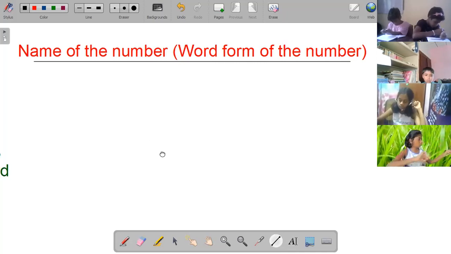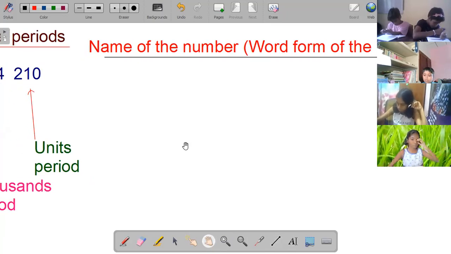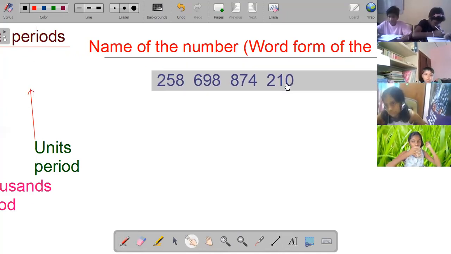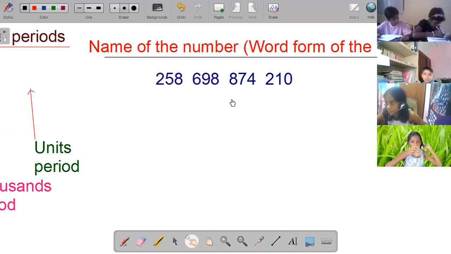Okay, now I'm going to write the name of the number. Okay, given number with word form, I'm going to note down now. Okay, again I took the first previous number.